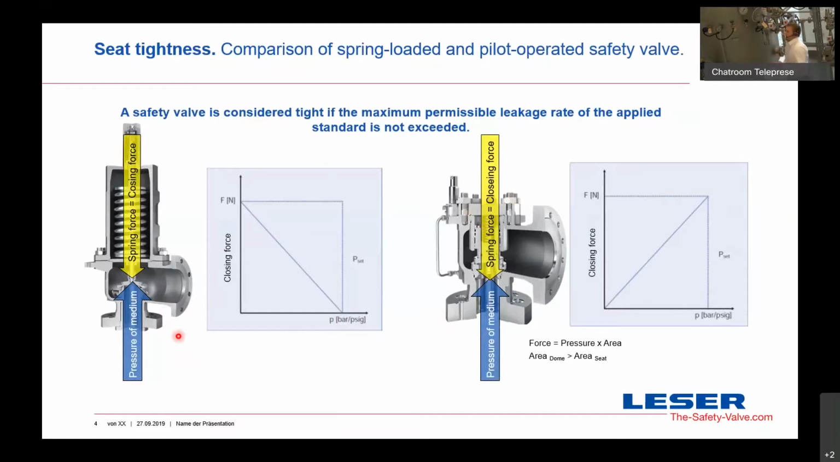If we have a higher pressure in a spring-loaded safety valve, we have a lower closing force. And if we have a higher pressure in a pilot-operated safety valve, we have a higher closing force, because we use the function of pressure multiplied by area. And regarding seat tightness, a safety valve is considered tight if the maximum permissible leakage rate of the applied standard is not exceeded. This is, for example, a small definition of seat tightness.